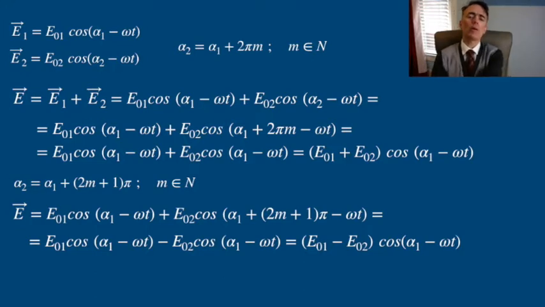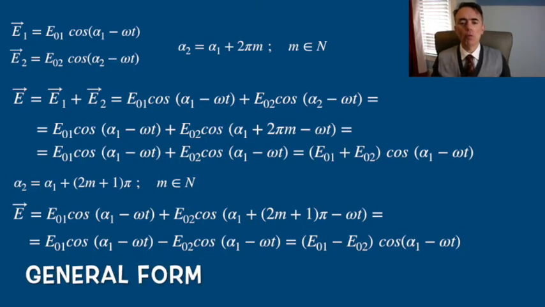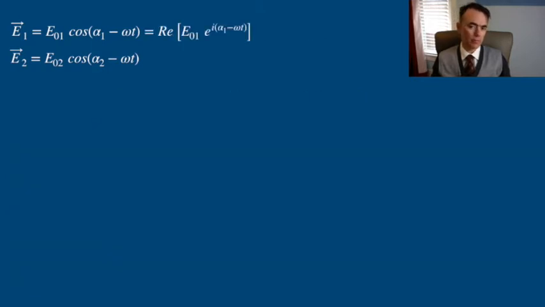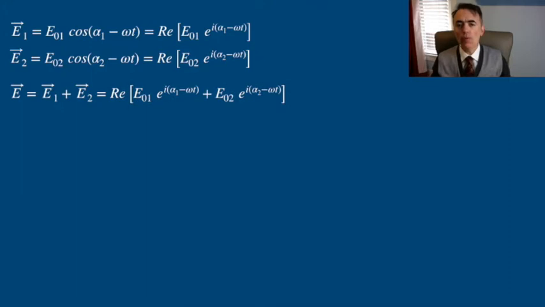but if both waves are neither in 2 pi phase nor in pi phase, neither completely in phase nor completely out of phase, then we write the general form as follows. Let me now use the complex notation to add these two waves. E at P is the real part of E01 times e to the power of i (alpha 1 minus omega t), plus E02 times e to the power of i (alpha 2 minus omega t).